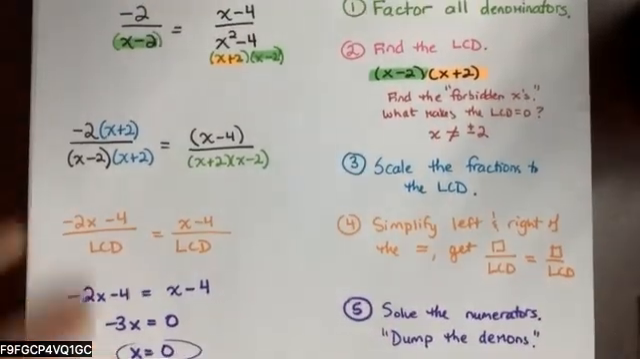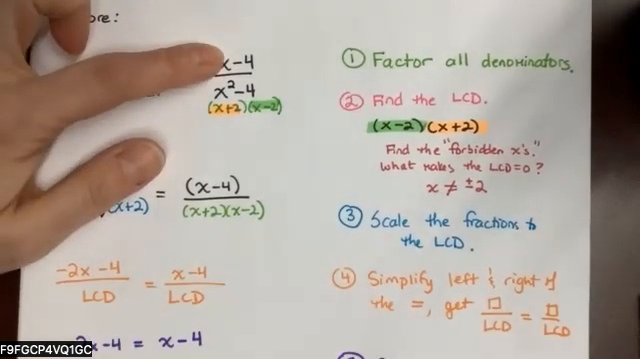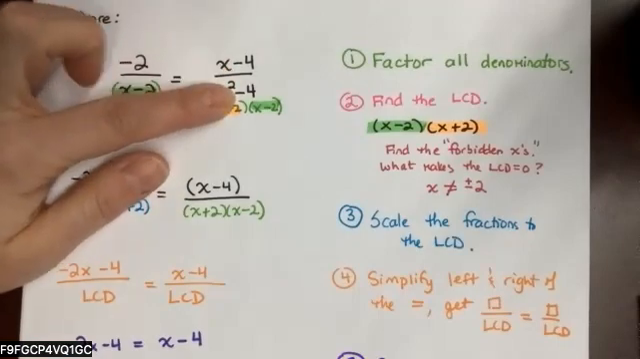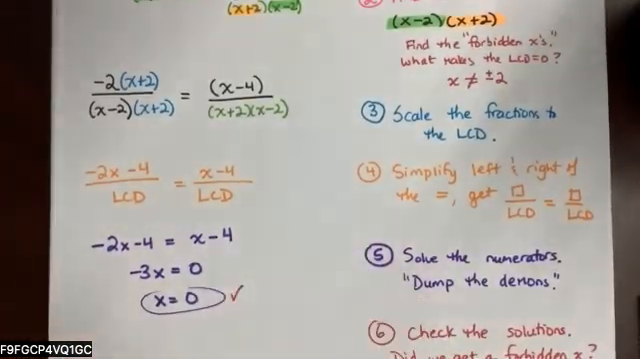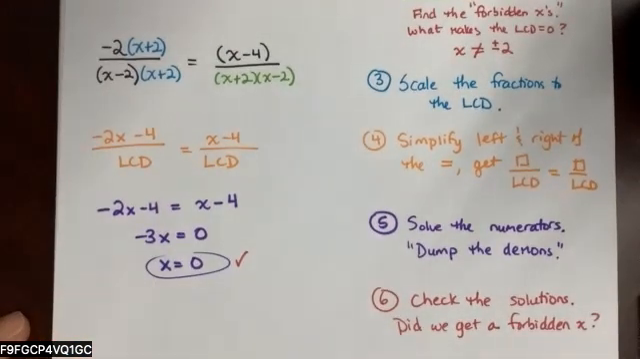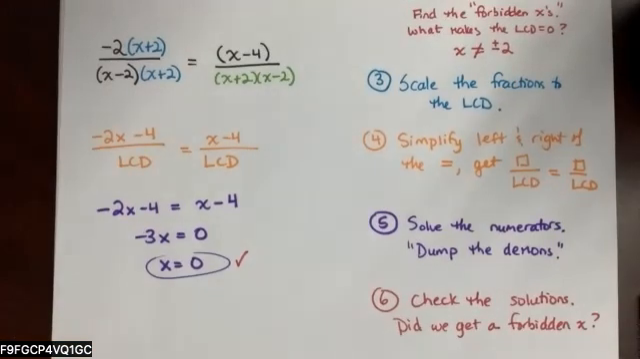And if I wanted to go back and check, if I put 0 in, I get negative 2 over negative 2. That's 1. And over here, I get negative 4 over negative 4. That's also 1. So this checks out. All is good. And there's our solution. That's the basic idea behind solving rational equations. Of course, they get more complicated from there, but that's how it works.